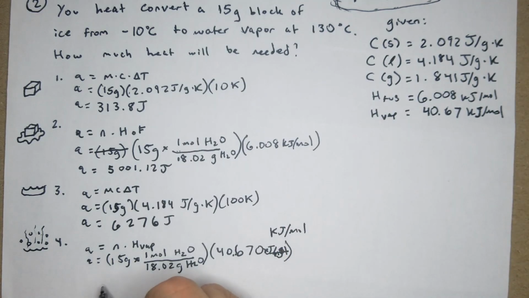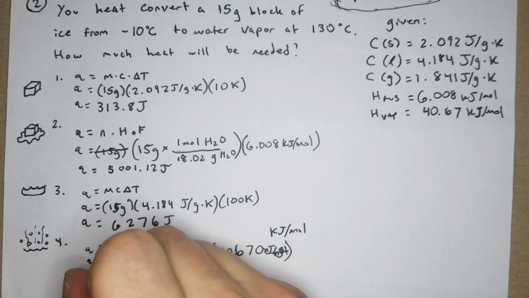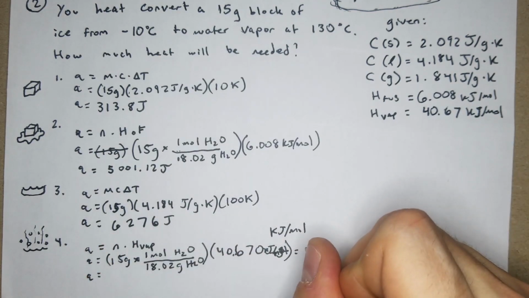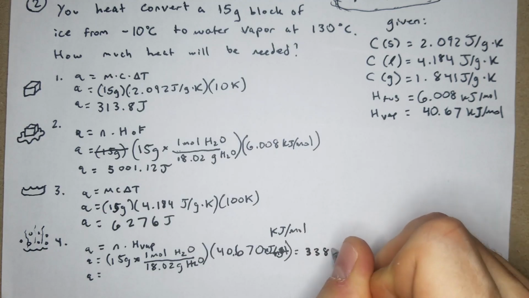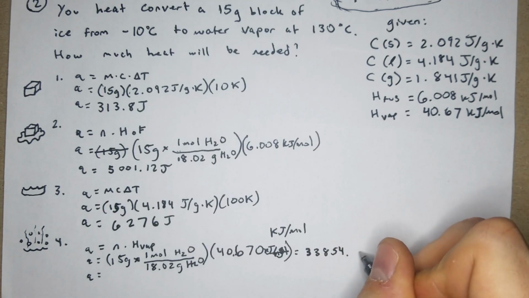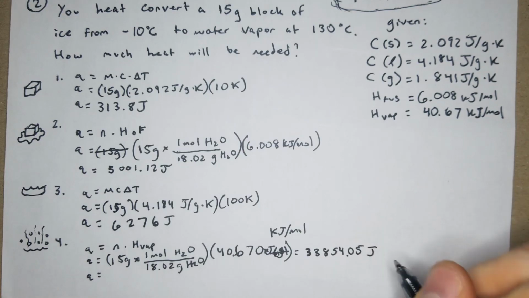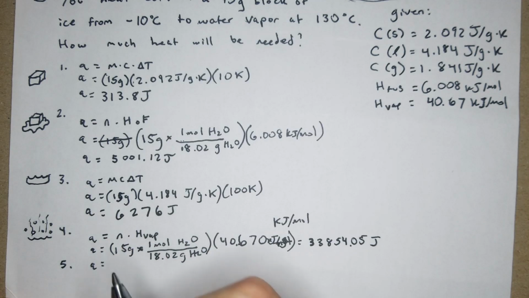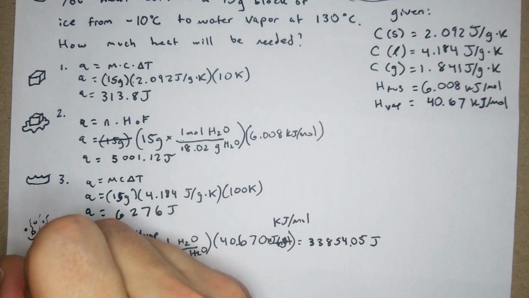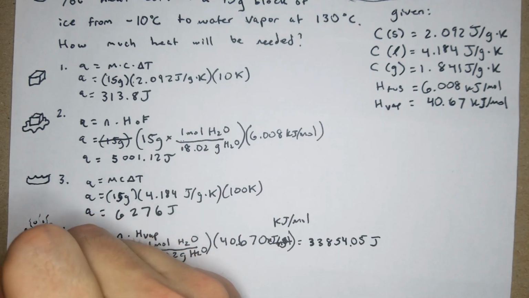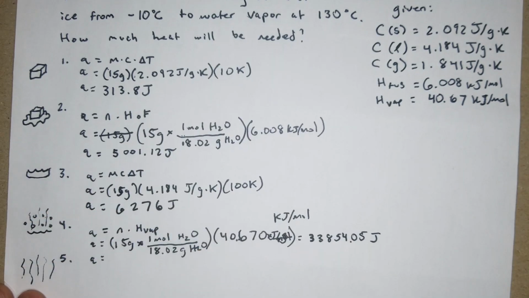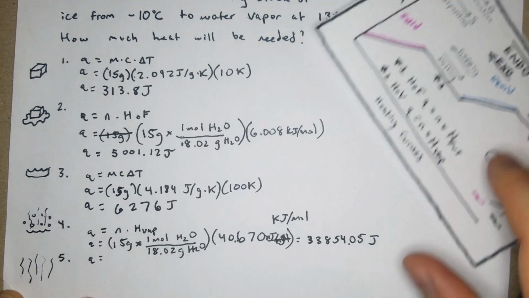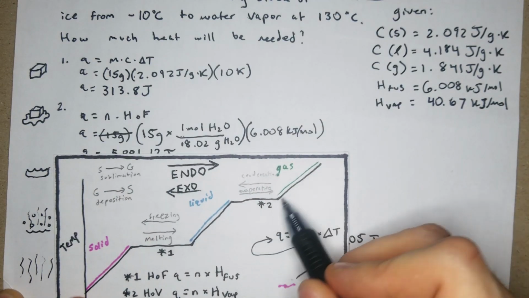Okay, now we're going to pull that down. We get 3854.05 joules. And then finally on to step 5, our last step. Now we just have water vapor, which is trying to get really warm. So finally we've progressed all the way to this up here.